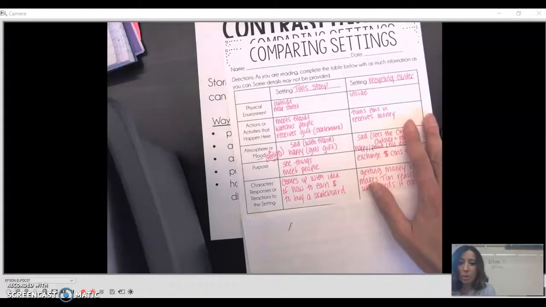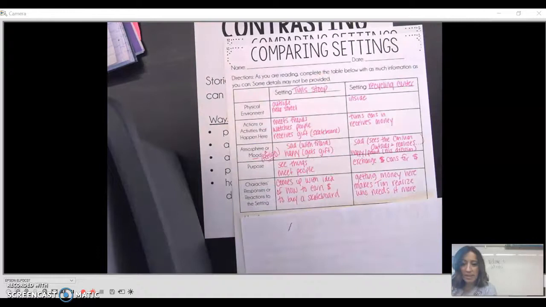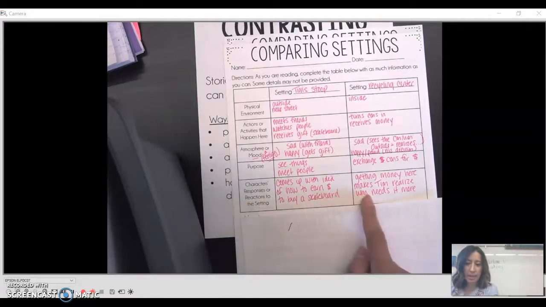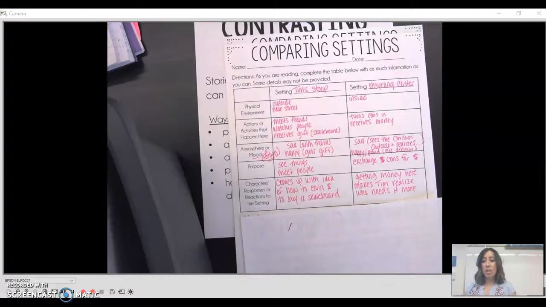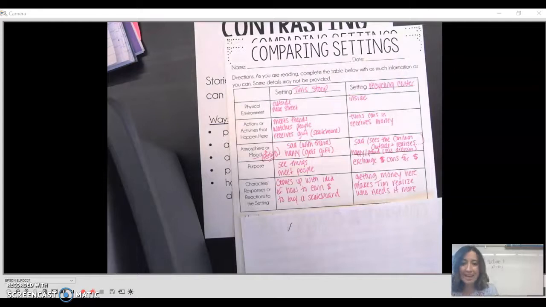Again, will every setting have all of these responses? Of course not. You might not know enough about the purpose of your setting, or you might not know how a character reacts to a particular setting. So today, when you go off to try this with your own novel, pick and choose which one makes sense for you. Again, you don't have to do all 5 of these. Choose 3.